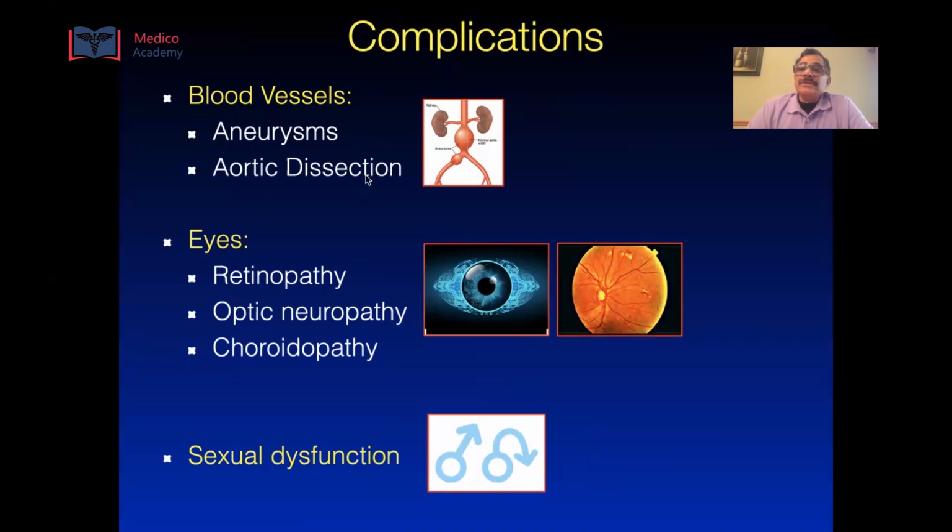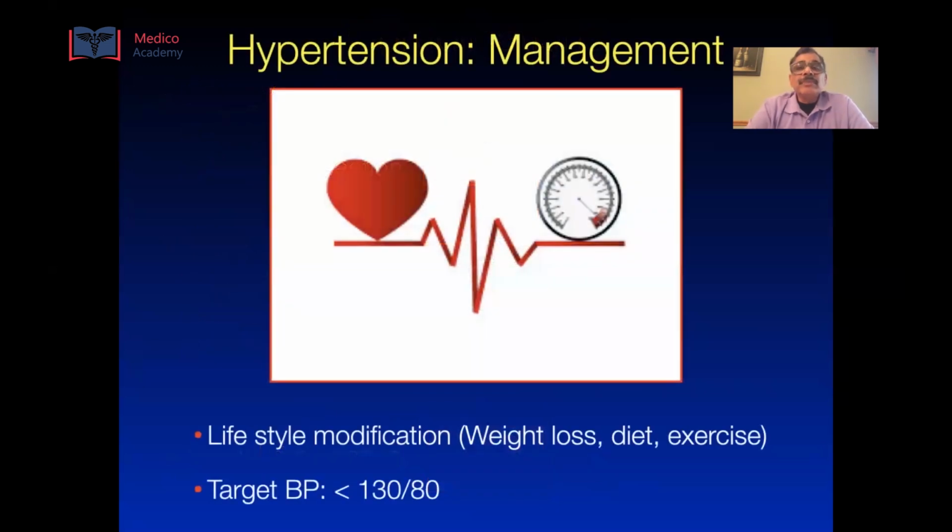It is not unusual to have these patients in the emergency or in the cardiac operating room. Of course, hypertension can also cause retinopathy, changes in the eyes, optic neuropathy, and it can also cause sexual dysfunction because it is a vascular problem, and when we need increased blood supply, which is not possible because of vascular disease, so there is a sexual dysfunction both in males as well as in females.